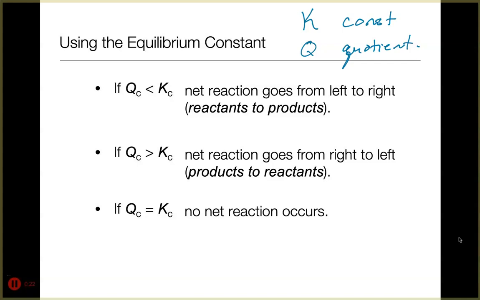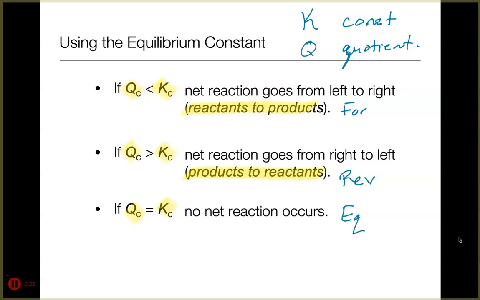So we've got three different scenarios. One where Qc will be less than Kc. And we're going to see under those conditions, reactants are going to go towards products. So that means the forward reaction is favored when Qc is less than Kc. If Qc is greater than Kc, the products are going to go to the reactants. And what does that mean? Well, it means the reverse reaction is going to happen. And if Qc equals Kc, then at that point there's going to be no net reaction. So effectively it's already at equilibrium.